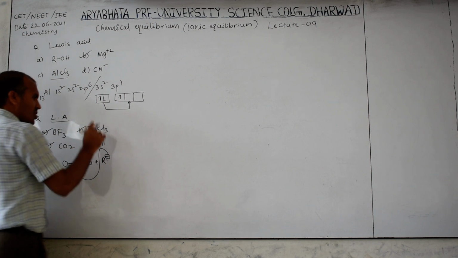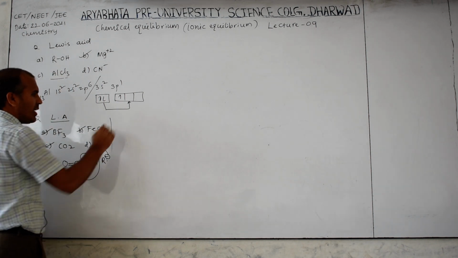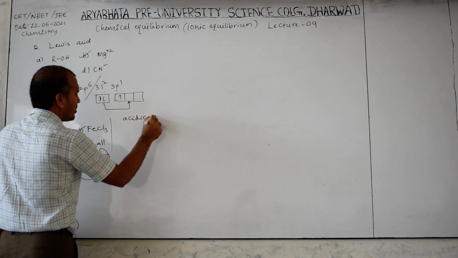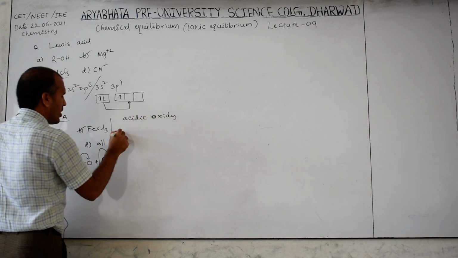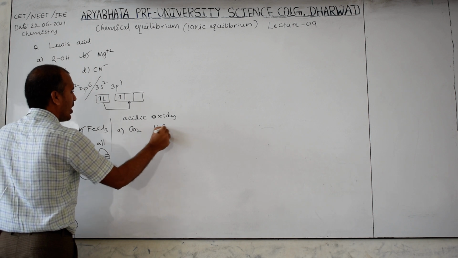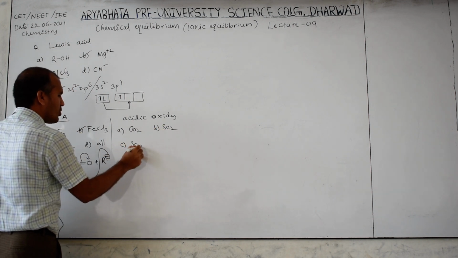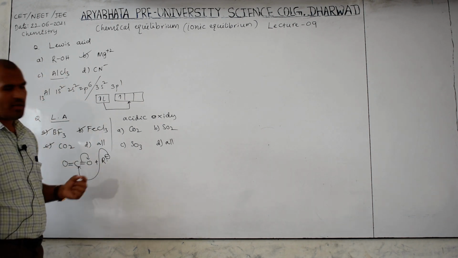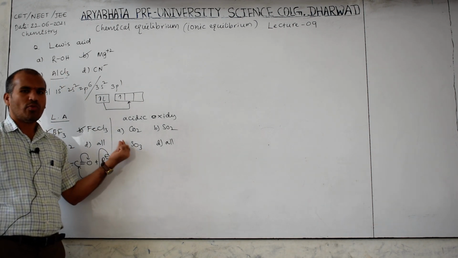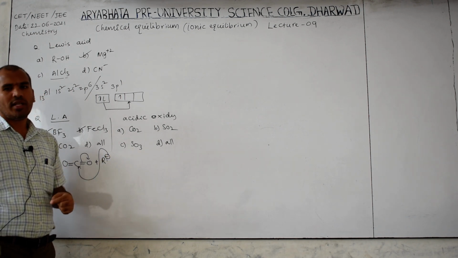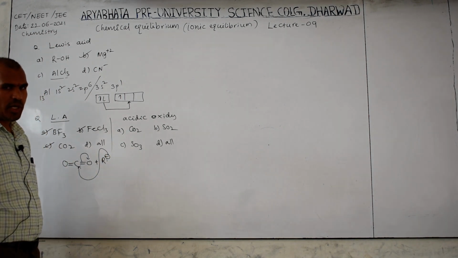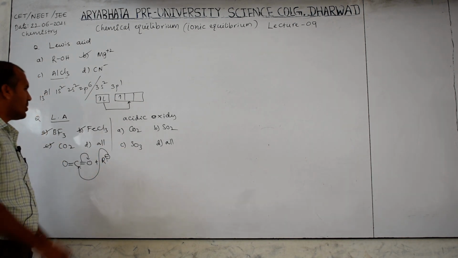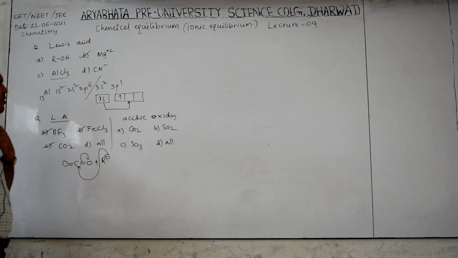Based on this, they may also ask which of the following is an acidic oxide. Acidic oxides: option A, CO2, option B, SO2, option C, SO3, D, all. All of these have a double bond to O with the central atom, then the pi electron shifts toward the more electronegative atom, giving a positive charge, so they act as a Lewis acid. Okay, so this is about Lewis acids.